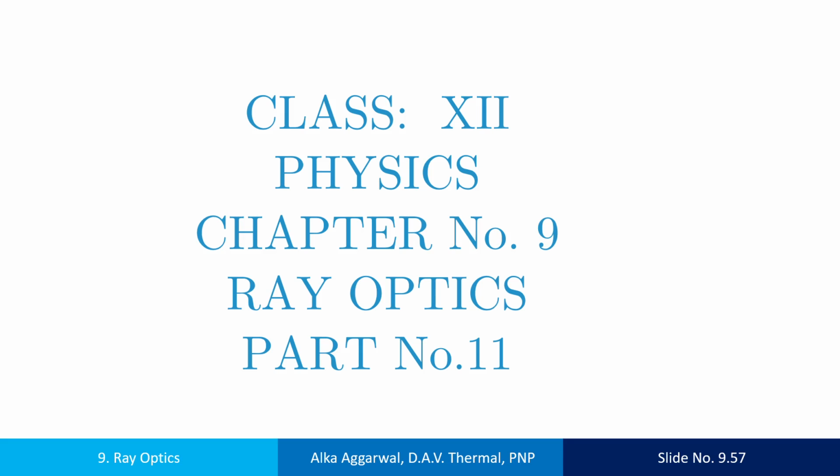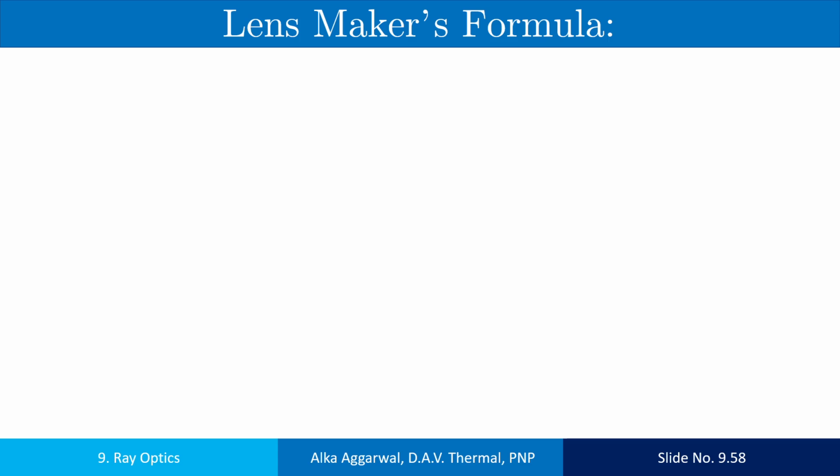Hello, in this lecture, we will derive the expression for the lens maker formula. The lens maker formula is the relationship between the focal length of the lens, the radii of curvature of the lens surfaces, and the refractive indices of the lens material and the surrounding medium.